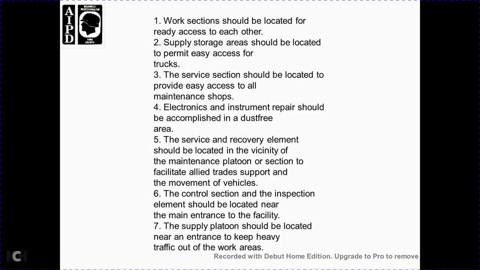Work sections should be located readily accessible. Each of the supply storage areas should also be located to permit easy access of the truck. The services section should be located to provide easy access to the maintenance shop. The electronics construction and repair should be accomplished in a dust-free area. The service of the recovery element should be located in the vicinity of the maintenance platoon section. The allied trade supports the movement of the vehicle. With the control section, the inspection element should be located with the main entrance of the facility. The supply platoon should be located near the entrance of the shop, with the heavy traffic off the work areas.